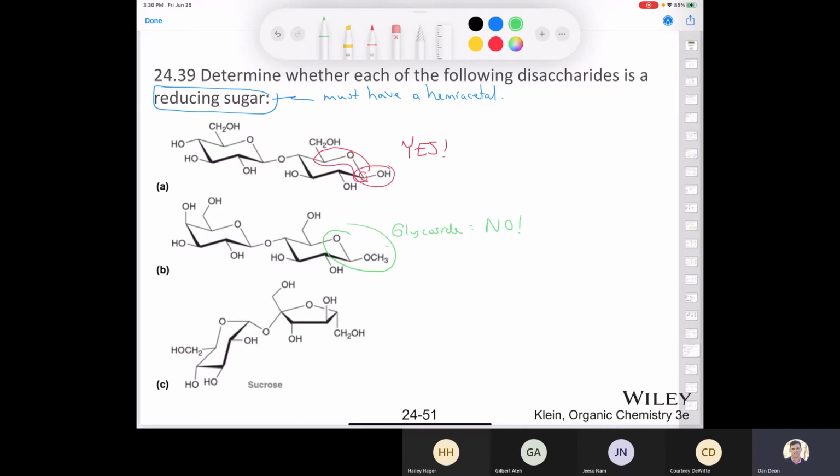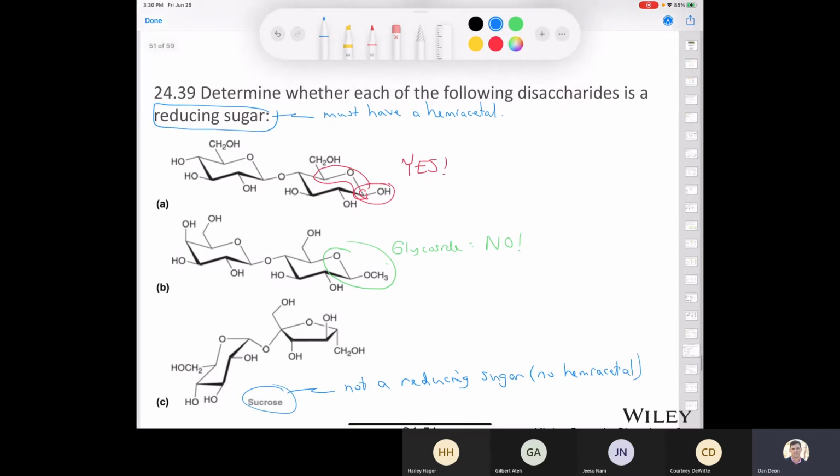And then sucrose, we just learned a couple of slides ago, is not a reducing sugar. Why? Because there's no hemiacetal. That's it, my friend. All right, and that's everything about disaccharides.